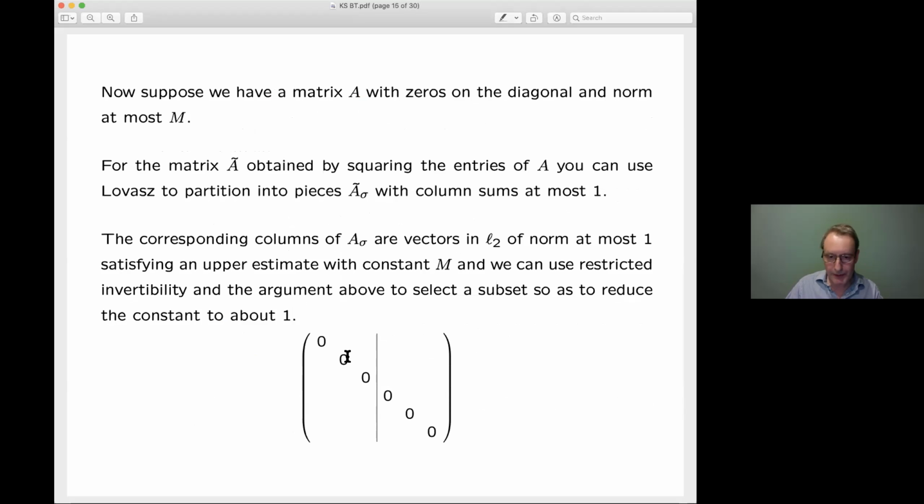So the point is that after pre-processing with this Levasse theorem, I can now use restricted invertibility to show that whenever I take a linear combination of these columns, the norm is not very big, even when the columns go all the way down to the bottom. And that's certainly true if I cut the columns off to make a square matrix, as is requested in Kadison-Singer. So it's a kind of trick where we pre-process with Levasse before we apply restricted invertibility.